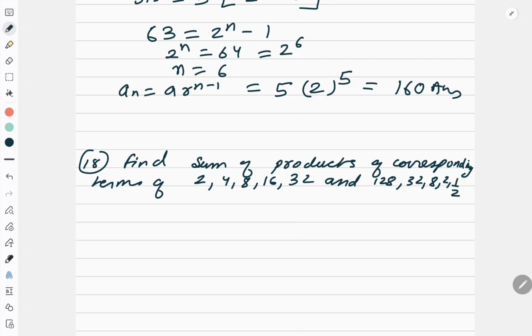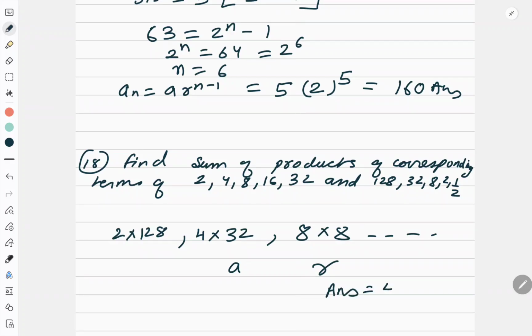Find the sum of the products of corresponding terms of this. So what do you do? You have two options. One is using the basic concept: just find out r and a and apply the formula. Or form a new GP whose first term will be 2 into 128, the second term will be 4 into 32, the third term will be 8 into 8, like this. Once the GP is formed, you can define your a, your r, and apply the formula. So all of you solve this question and your answer will be 496.